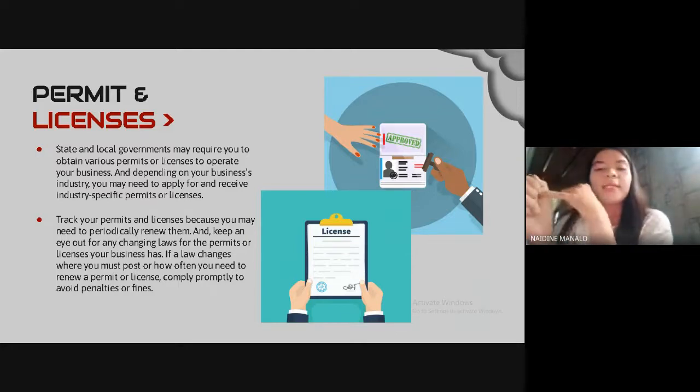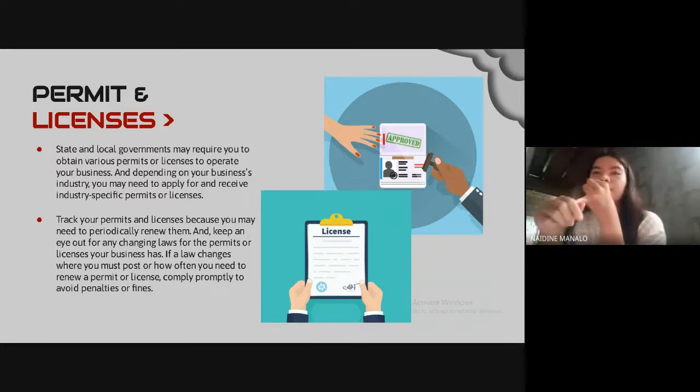So, alam naman natin yung permit and license na kung saan ito yung mga nagsasabi na pinayagan ka na, meron kang permiso na magtayo ng ganitong business, na mag-sell ng ganitong product. So, kailangan din natin siyang itago kasi once na ma-question ka sa government, like ganun, meron kang record na you have the permit to build that business.